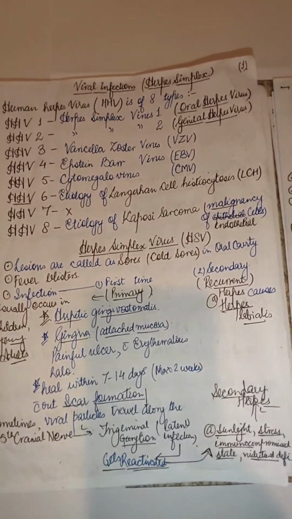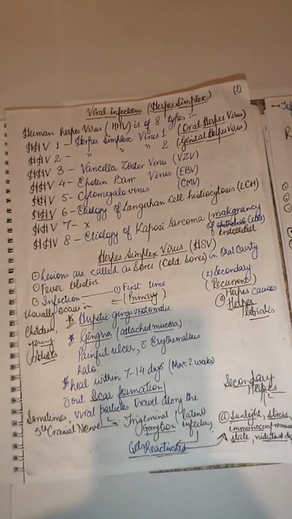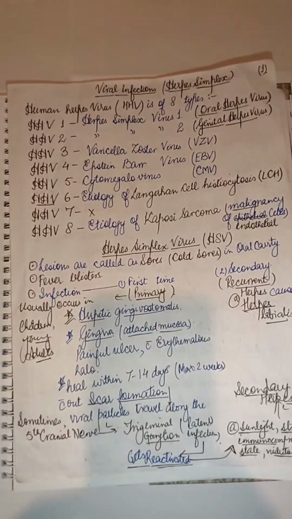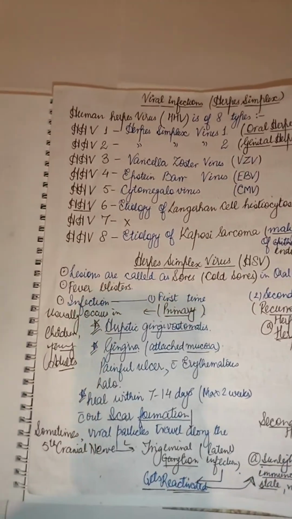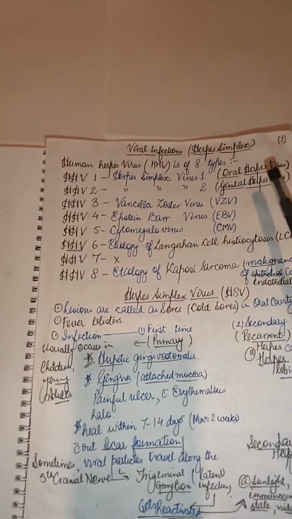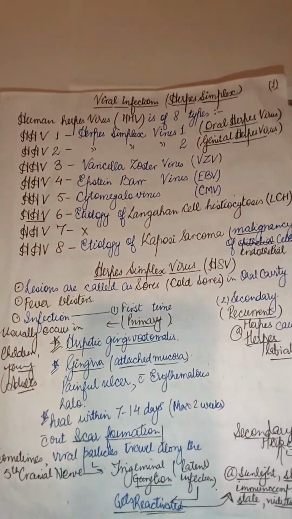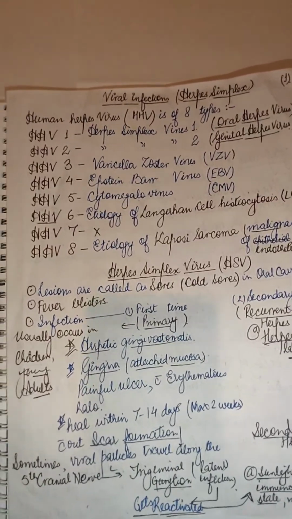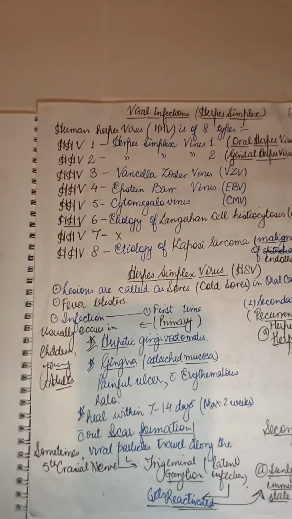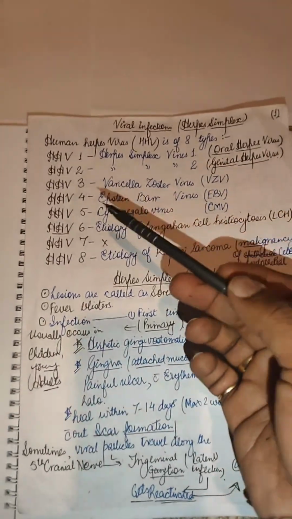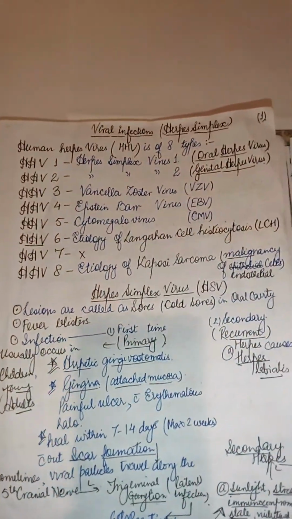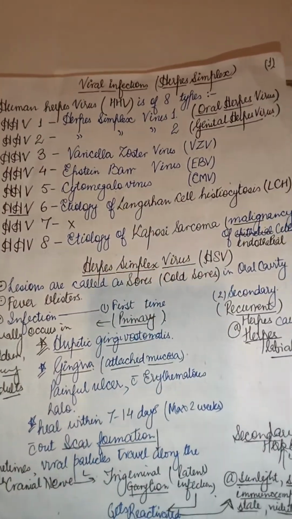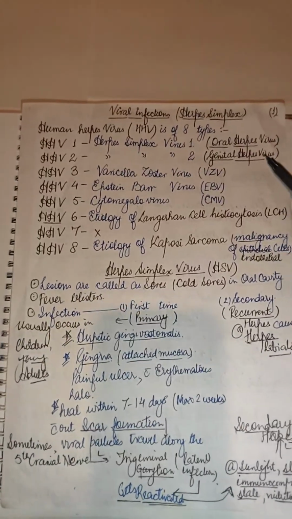So students, firstly we'll begin with the viral infections, and amongst the viral infections we have the herpes simplex. The human herpes virus is of 8 types. Human herpes virus 1 is also called herpes simplex virus 1, and it is called the oral herpes virus. Next, human herpes virus 2 is also called herpes simplex virus 2, and it is responsible for genital herpes.